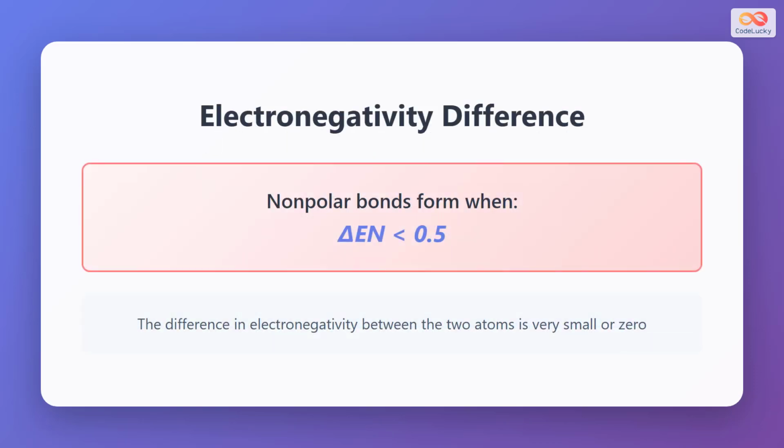To determine whether a bond is nonpolar covalent, we look at the electronegativity difference, represented by delta EN. Nonpolar bonds form when this difference is less than 0.5. The Greek letter delta represents change or difference, E stands for electronegativity, and N represents the specific element. When the electronegativity difference between two atoms is very small or zero, the electrons spend equal time with both atoms, creating a nonpolar covalent bond.